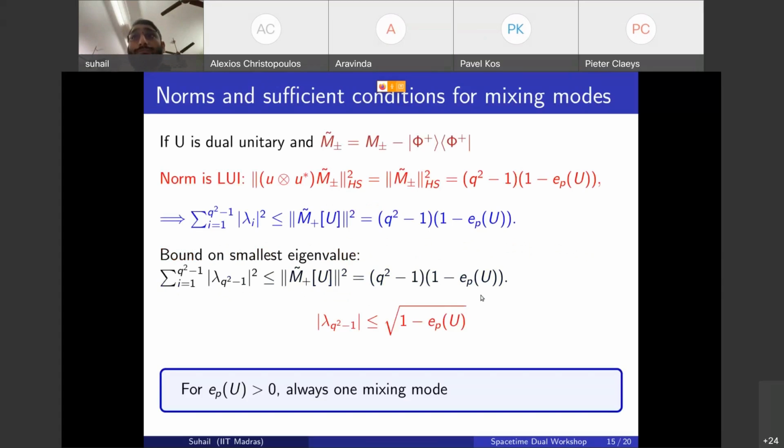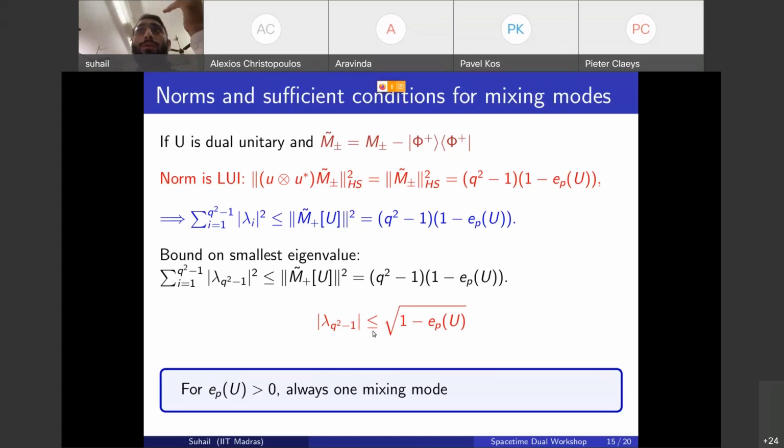Now, if I replace all these by the smallest possible eigenvalue, this will certainly be bounded above by q square minus 1 into 1 minus EP, because this is bounded by this. So one can just show that the modulus of the smallest non-trivial eigenvalue is upper bounded by 1 minus EP of u. Now, EP of u can have values from 0 to 1. So if EP of u equals 0, we can have lambda 1 to be less than or equal to 1.